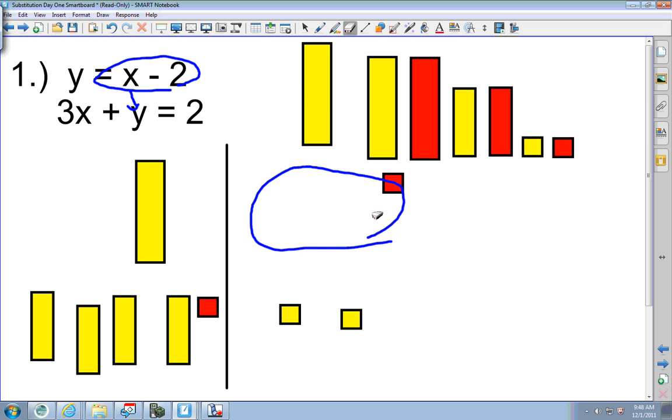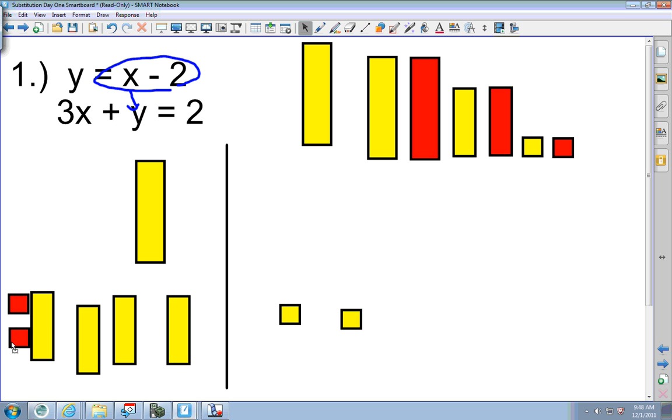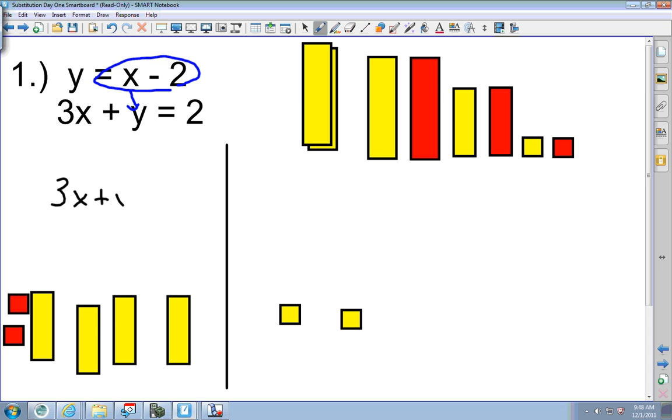Okay, I'm going to move this y out of there because I already used it. All right. So up here I have 3x, right? That's the original 3x. And now I put, instead of y, the plus x minus 2. Isn't that what's down here? How many x's are there total? 4. 4x minus 2 equals, and on the other side is 2.